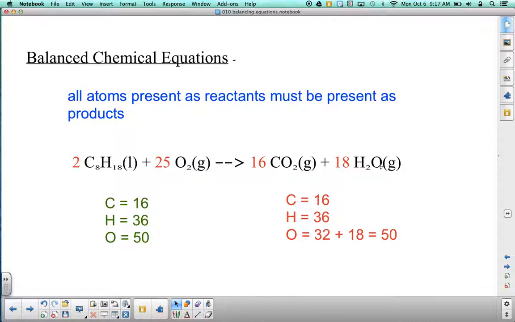If all of the atoms present in the beginning of the process are still present at the end of the process, then it must follow that the total mass in the beginning is the same as the total mass at the end of the reaction.